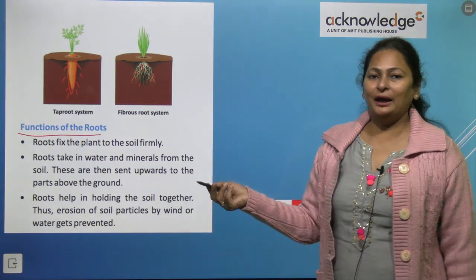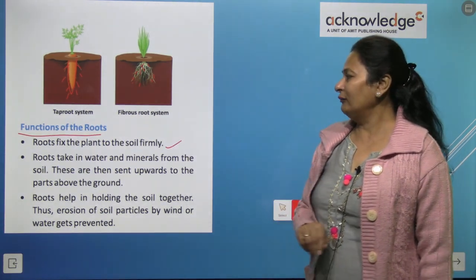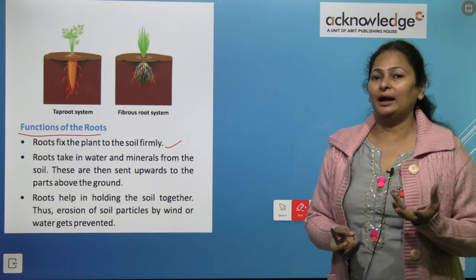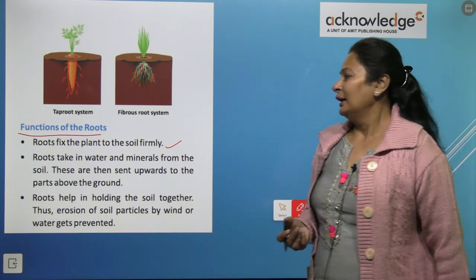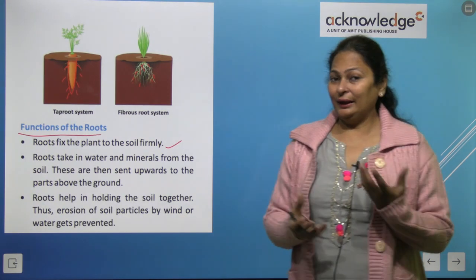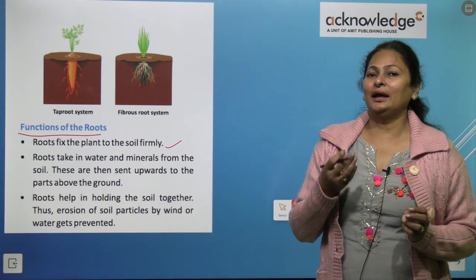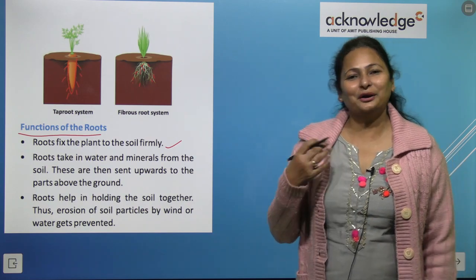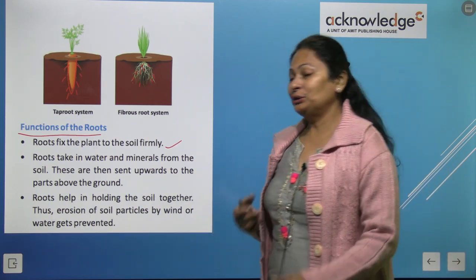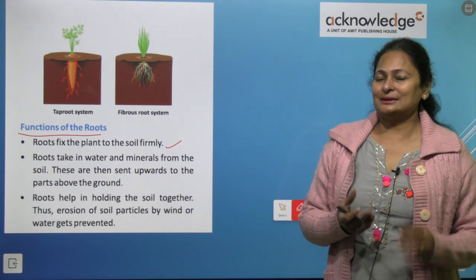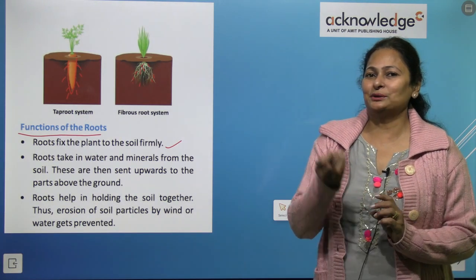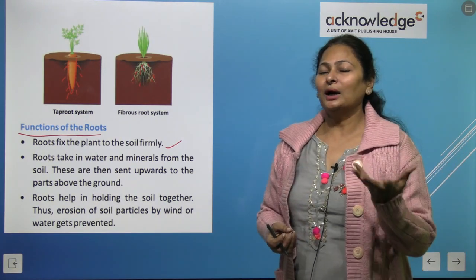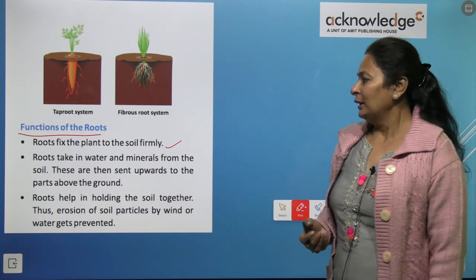Root fixes the plant. We know it very well that it fixes the plant in the soil firmly. And root, again I told you, absorbs the water and minerals from the soil and transports it to the stem, and it is the stem's responsibility to transfer this water and minerals to other parts of the plant.